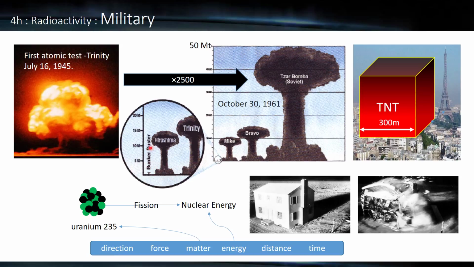Now this diagram here gives some kind of scale. A bunker buster is a very, very powerful conventional bomb. Hiroshima was far more powerful than that. The Trinity test was actually more powerful than Hiroshima. Bravo was the first hydrogen bomb, where we get fusion as well. We'll talk about it in a minute. The Soviet Union actually detonated the most powerful bomb ever. It was called the Tsar bomb. It was 2,500 times more powerful than the Trinity test. So this is only a little bit over a decade, and we have this incredible escalation in power.